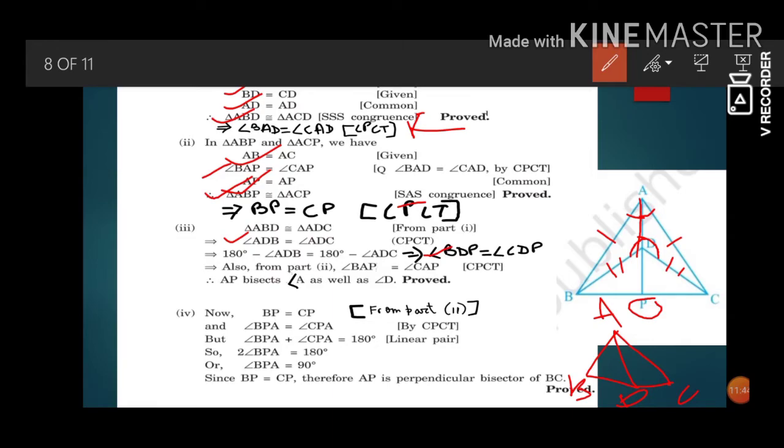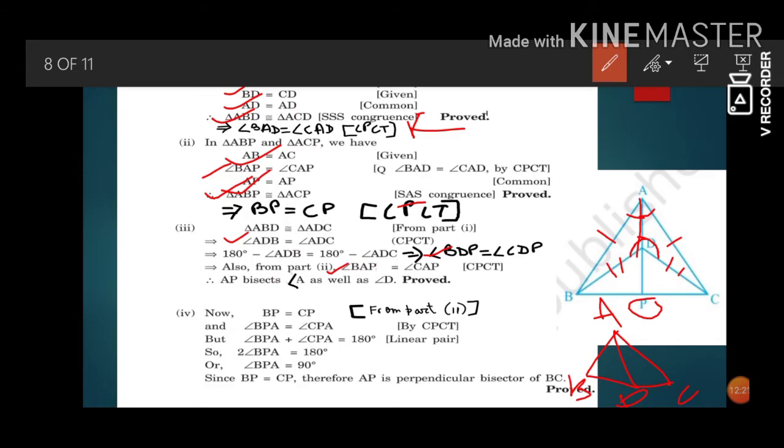And we have already seen that angle BAP equals angle CAP, which follows from our second congruency part. That shows that AP bisects angle A. So AP is a line which bisects not only angle D but angle A as well. From the two congruencies that we have proved earlier, we have shown that the angles A and D are bisected by the line AP.